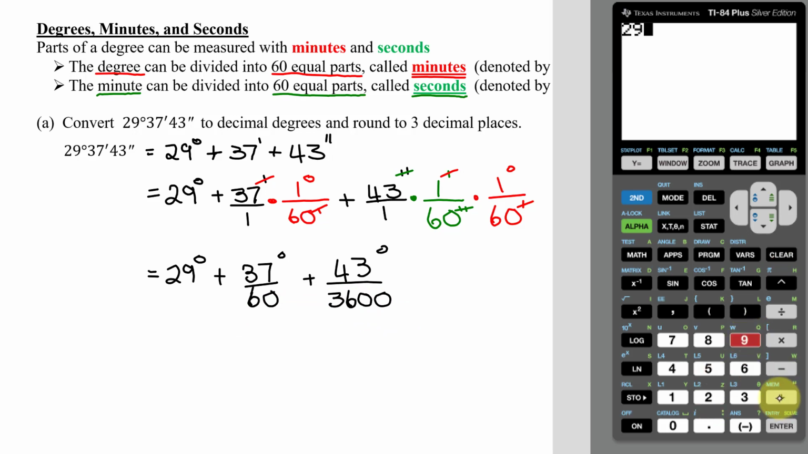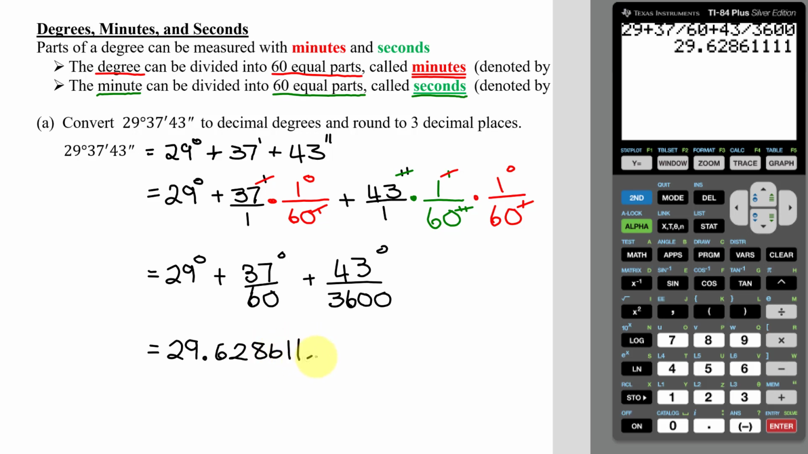So I have 29 plus 37 divided by 60 plus 43 divided by 3,600. And there is my answer. So this equals 29.8611, etc.